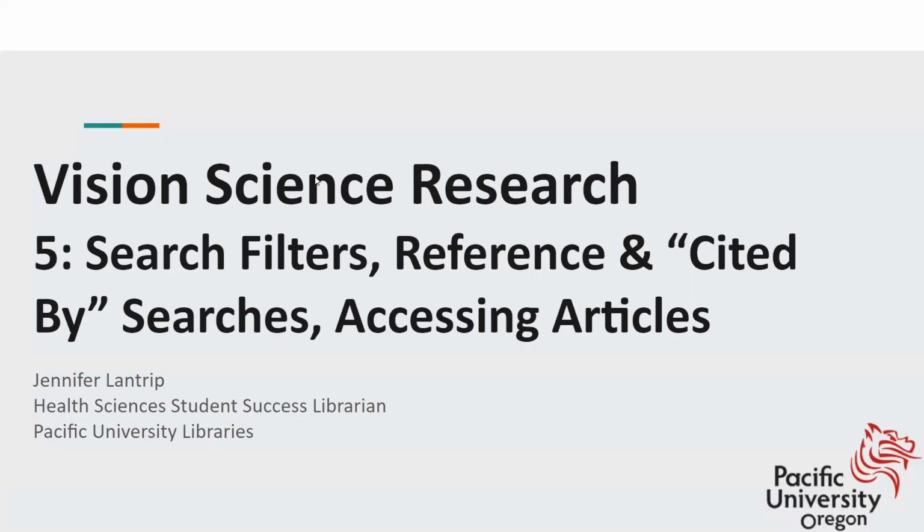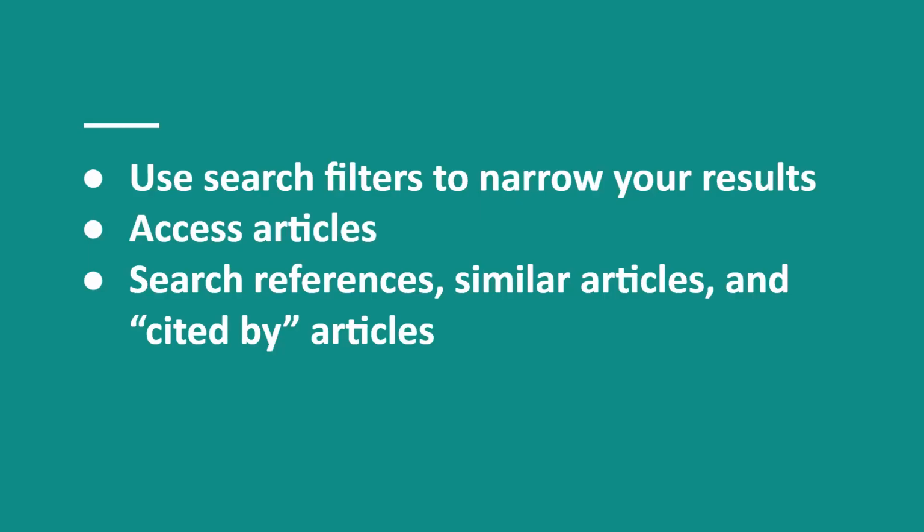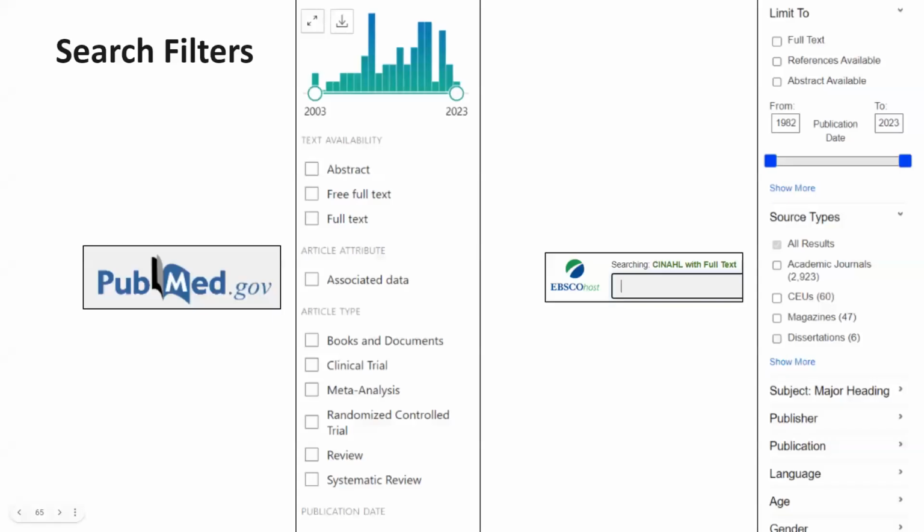Welcome to our fifth video for Vision Science Research. In this video, we'll learn how to use search filters to narrow your search results, how to access articles, and how to search references, similar articles, and cited by articles.